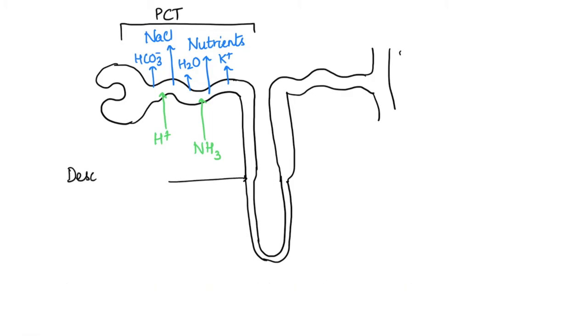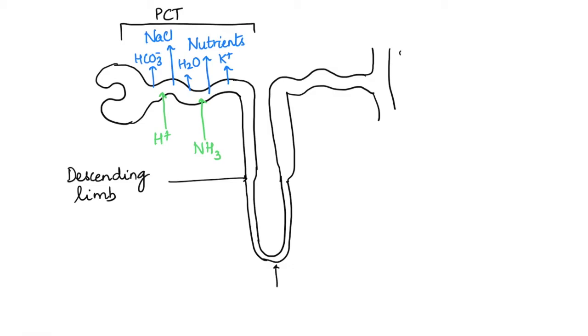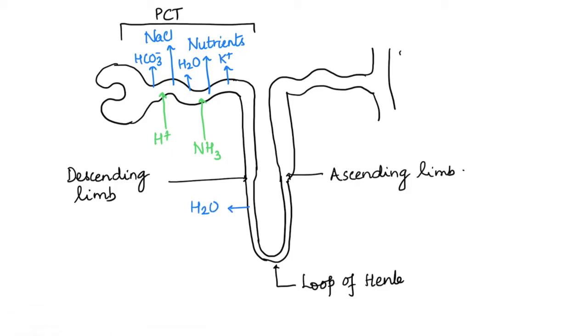Next, the loop of Henle plays a role in maintaining high osmolarity in the medullary fluid. We know that the loop of Henle has a descending limb that moves down to the medulla and then turns and moves up back again into the cortex to form the ascending limb and then the DCT. Now, the descending and the ascending limb serve different functions because the descending limb is permeable to water but impermeable to salts. Therefore, water is transported out of the descending limb part.